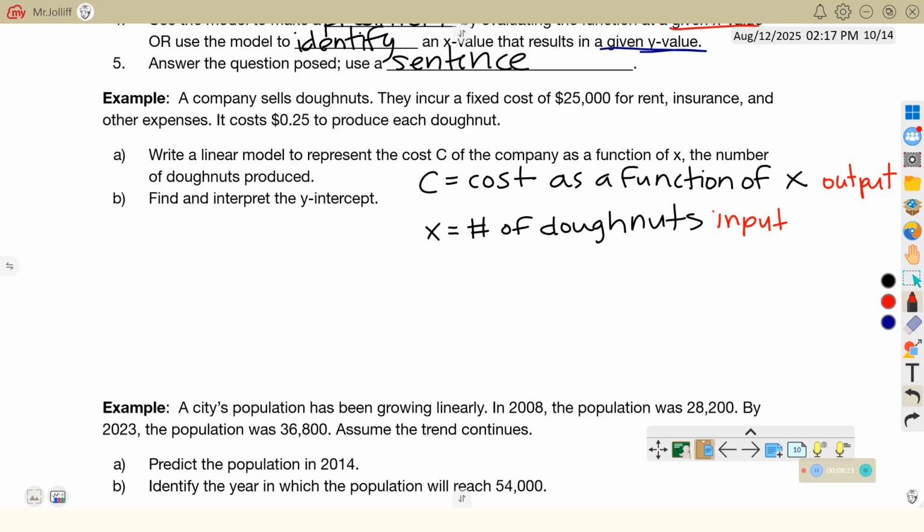Step 2, we go through the problem. We pick off our numbers. I spy 2 of them. I see fixed cost of 25,000. I see 25 cents to produce each donut. The question is, what did they just give me?